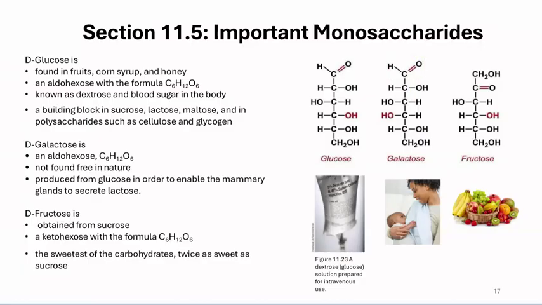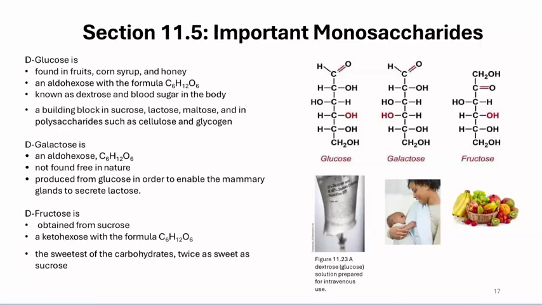And specifically in humans, this monosaccharide galactose is produced from glucose in order for the mammary glands to secrete the disaccharide lactose, because lactose is produced additionally because of the linkage of a galactose molecule and a glucose molecule. So the body has to produce it.